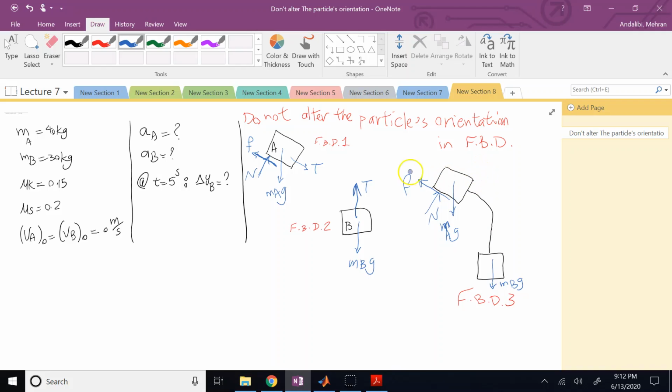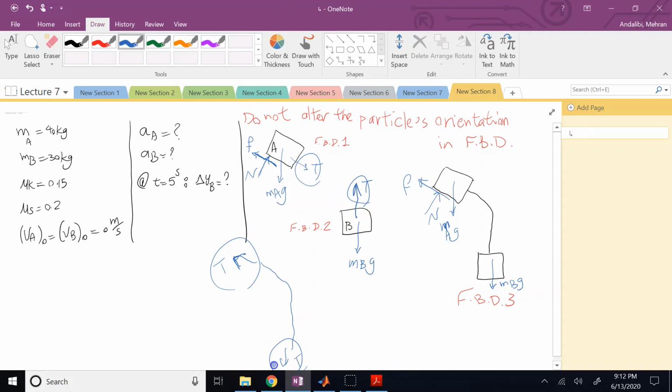But this cable, if you drew it also, which we don't need in this case, had a tension like this on this end, and it had a tension like this at this end. These two action and reaction pairs would cancel. So there will be no T. T is an internal force, and remember, internal forces do not contribute to the motion of a system of particles.